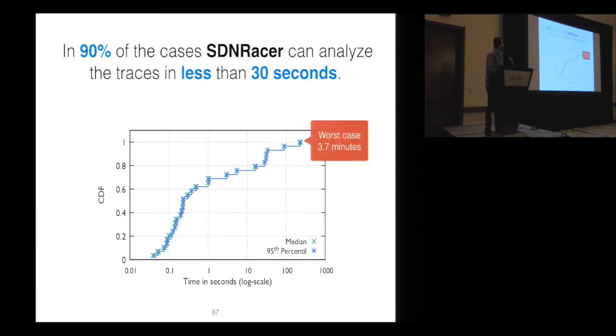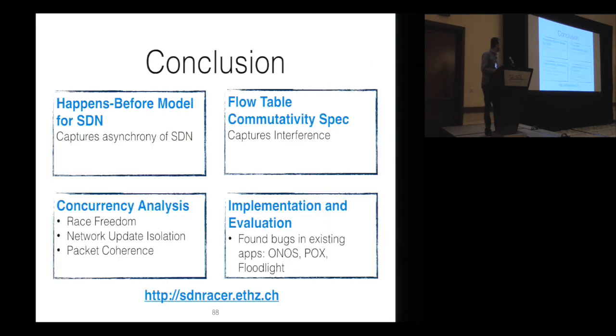Now, time-wise, in less than 30 seconds, our worst-case scenario traces were generated, and the worst case was 3.7 minutes. This is, by the way, aggregated over all the traces we tested with. But still, 3.7 minutes is not too bad for such a nasty bug.